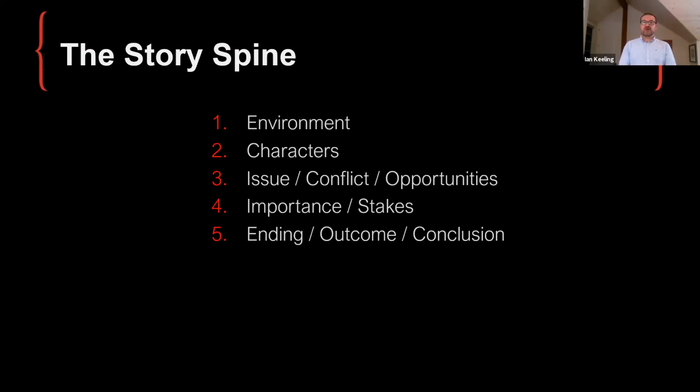So that's the story spine. Environment, characters, issue, conflict, or opportunities, importance and stakes of that issue, conflict, or opportunity, and then the ending that has a clear outcome or conclusion, a lesson, or a takeaway. So we're going to be using this storytelling, and we're going to use this story spine for your homework.